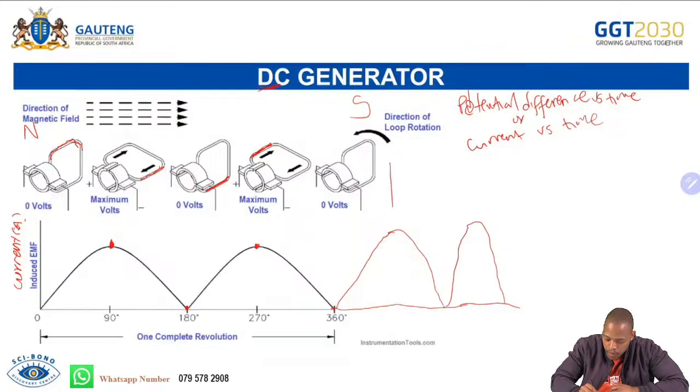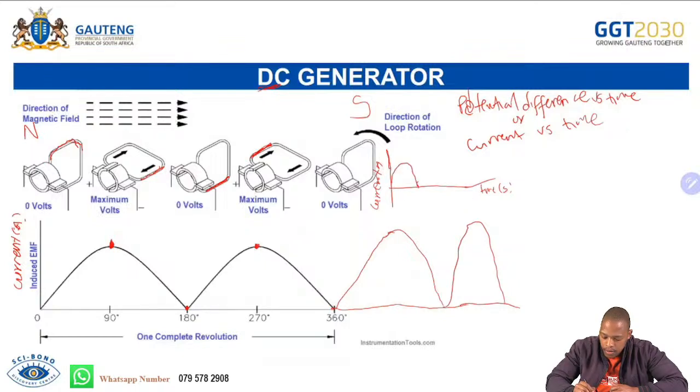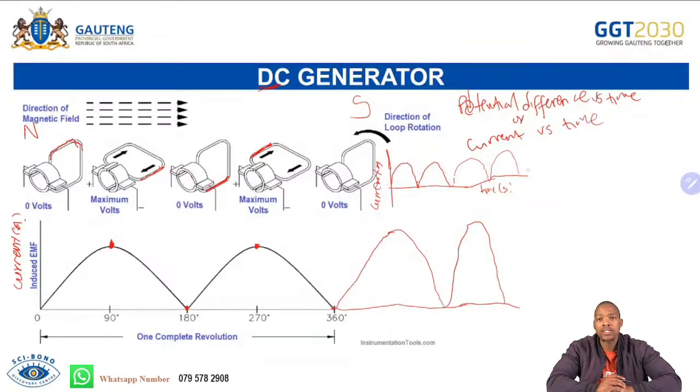So if we were drawing the current, we'll write current here, in amperes, and then we'll write time in seconds. Therefore, our graph should be something like this. Minimum, maximum, minimum, maximum, right? As it goes from here to here, that's a whole revolution. And it goes from here to here, that's a whole revolution. So this is half a cycle, this is a full cycle, this is half a cycle, and this is also a what? A full cycle.